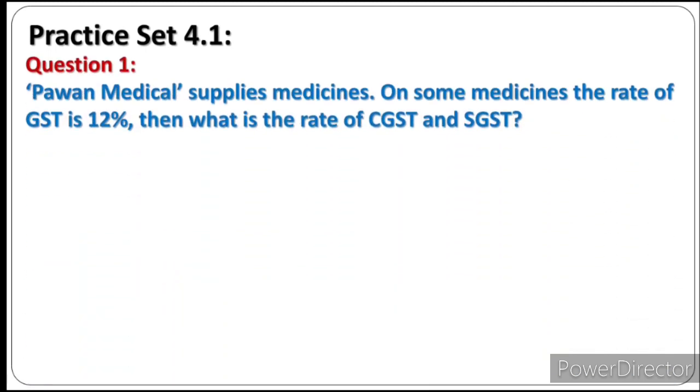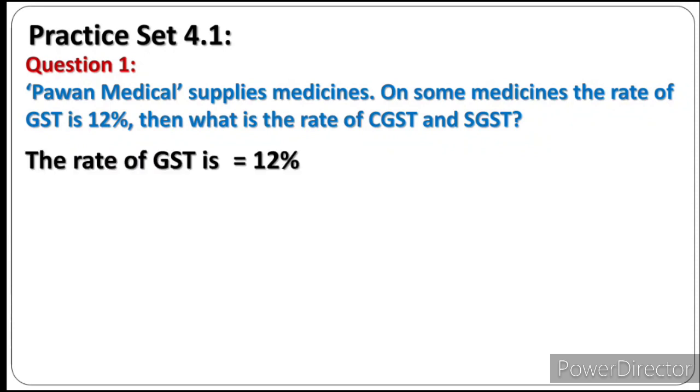Now to understand more about the basic concept regarding GST, we shall see practice set 4.1. Your first question is, Pawan Medical supplies medicines. On some medicines the rate of GST is 12%. Then what is the rate of CGST and SGST? As you know, half goes to central and half goes to state. So as it is 12%, 6% will be paid to the central government and 6% to the state government.